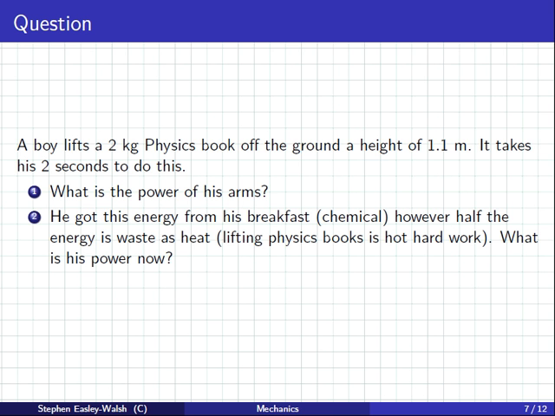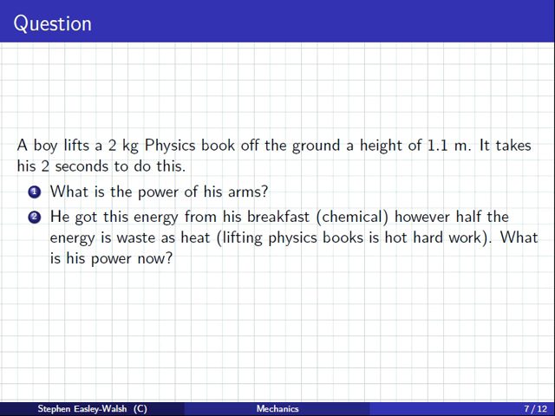Okay. A boy lifts a 2 kilogram physics book off the ground to a height of 1.1 meter. It takes him 2 seconds to do this. What is the power in his arms? Okay, so firstly, what's the formula for power? Work over time. Do we know the time? Yes. Okay, so next question is, what formula do we need to use for work? What type of work is he doing?